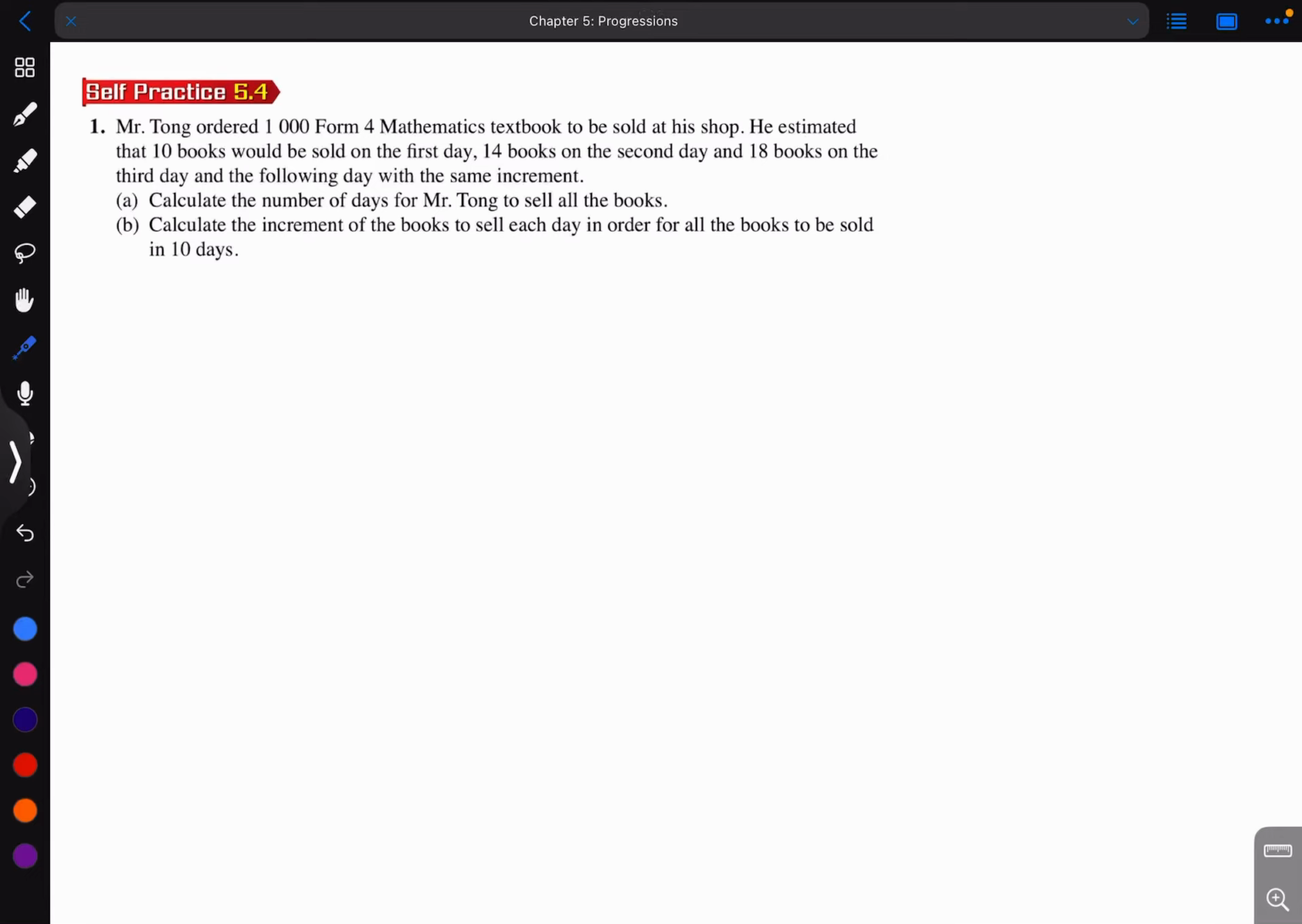Self-practice 5.4, question 1. Mr. Tong ordered 1,000 from 4 maths textbooks to be sold at his shop. He estimated that 10 books would be sold on the first day, 14 on the second, and 18 on the third day, and the following day with the same increment. So 10, 14, 18, and so on. So it looks like the increment is plus 4. So we can say our difference is 4. And our first term, which is A, will be 10.